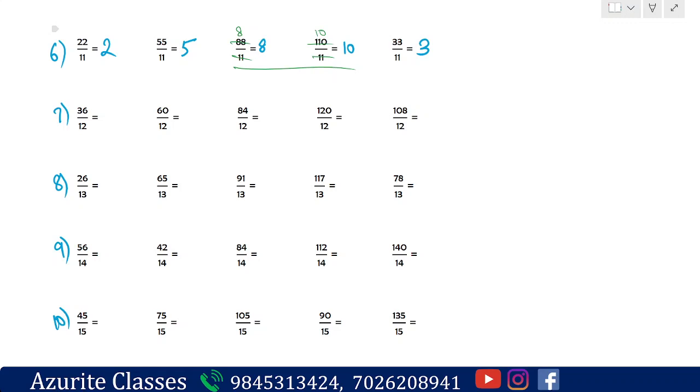Good. Next, roll number 7. Pratiksha. Tell the answers. 12 nines, beta. 12 nines is 108. 12 eights is 96. Okay. Very good. So this is how you have to do. You have to divide. Okay. Good. Next, roll number 8.